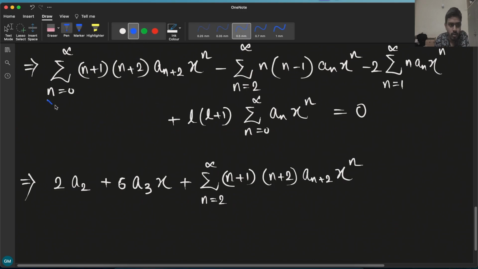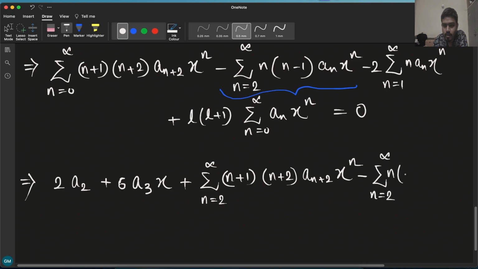I just wrote this term as this. Now for the second term we don't need to do anything because it is already starting from n equals 2, so I will just write it as it is. So minus the sum from n equals 2 to infinity, n minus 1, a n x to the power n.